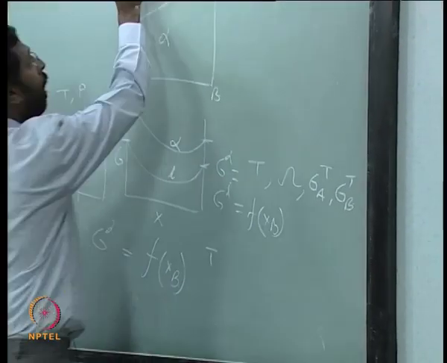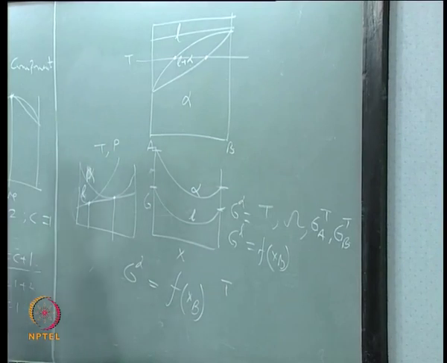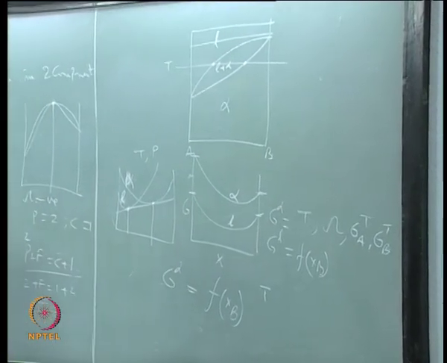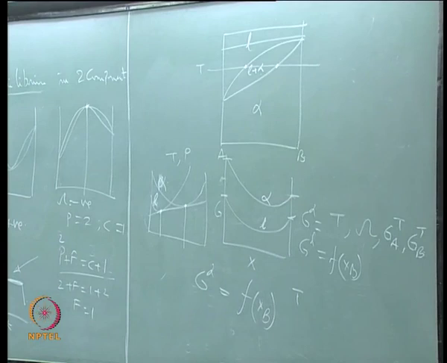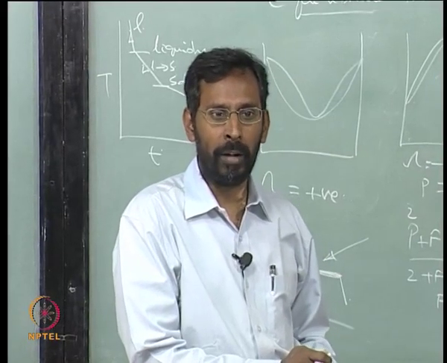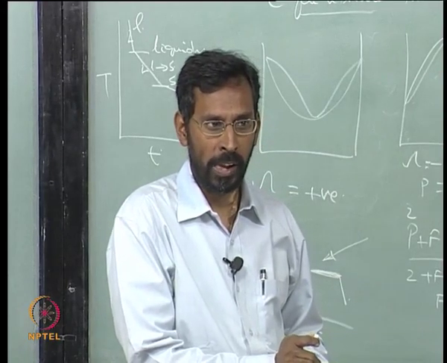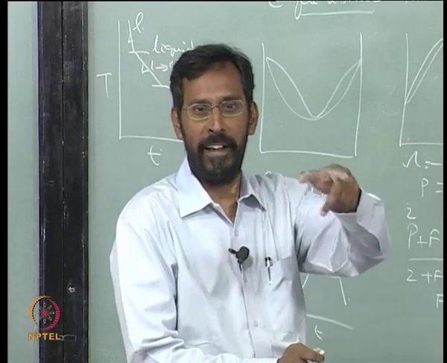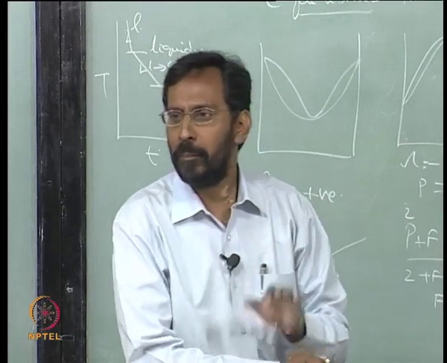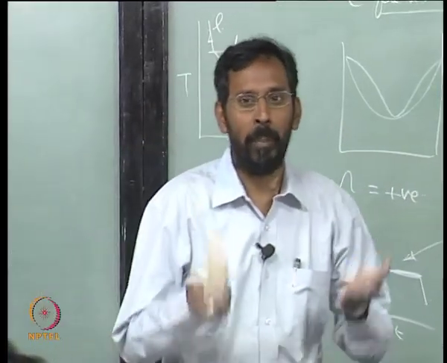Now, if I come to a lower temperature like that, what would happen to the free energy curves? So, what is happening? Are the free energy curves going up, or are they coming down? Alpha will come down and liquid will go up. No, as the temperature comes down, both will go up. He is right. As the temperature comes down, both will go up. Why?